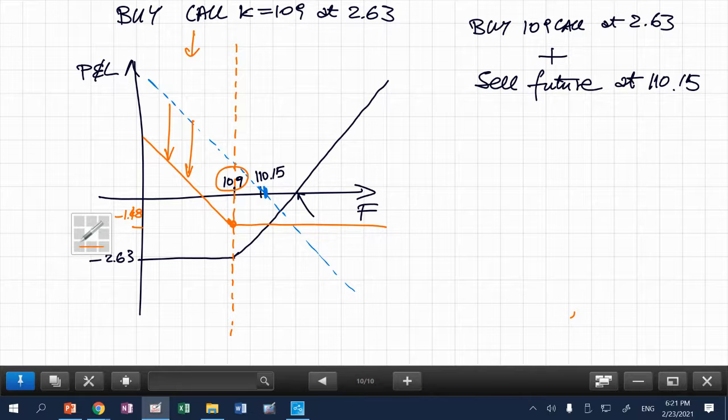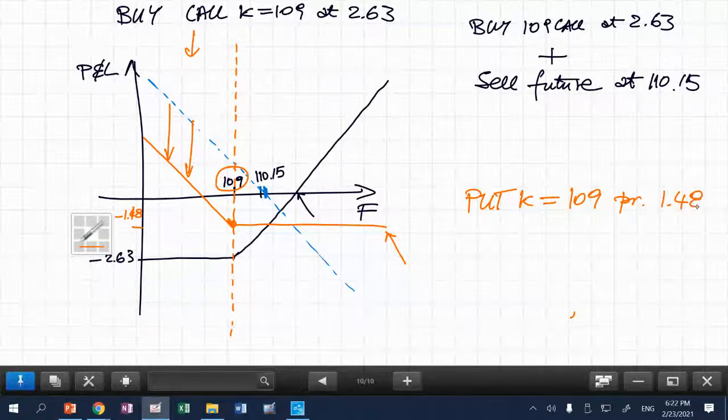What is the key point here? Look at the graph we obtained. The graph we have here is the graph of which option? The orange one. This is a put option with which strike? Which is the strike of this put? Where do I have the change of slope? 109, okay. Which is the premium that I'm implicitly paying in this put option? It is 1.48, okay.